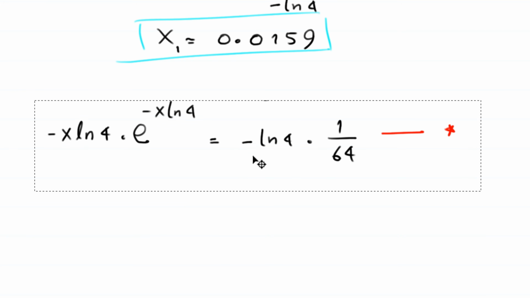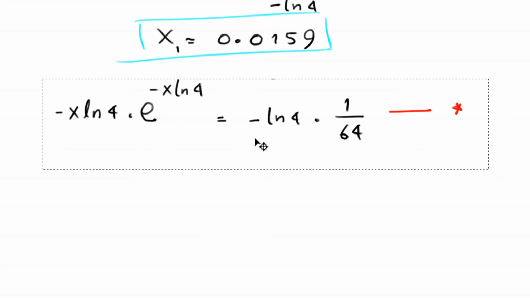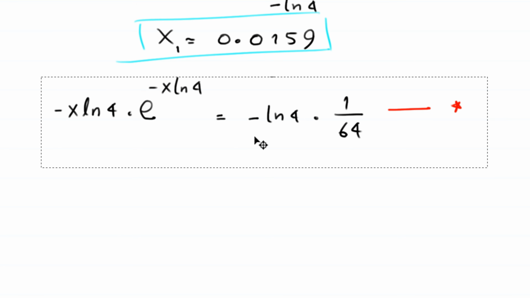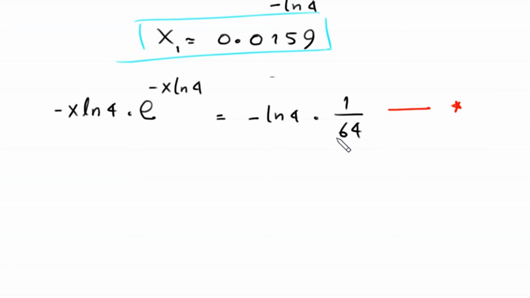The star equation is negative x times ln of 4 times e to the power negative x times ln of 4 is equal to negative ln of 4 times 1 over 64. This left hand side is suitable for using the Lambda W function. We just work on this right hand side and make it suitable for using the Lambda W function.